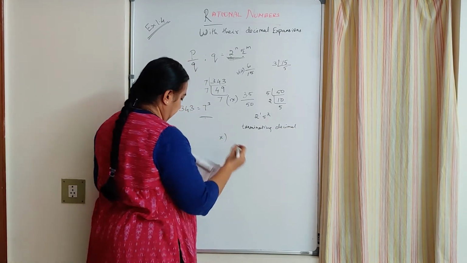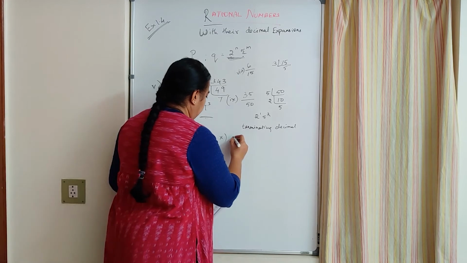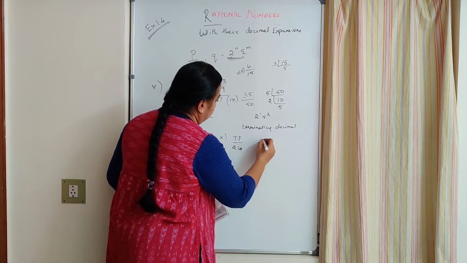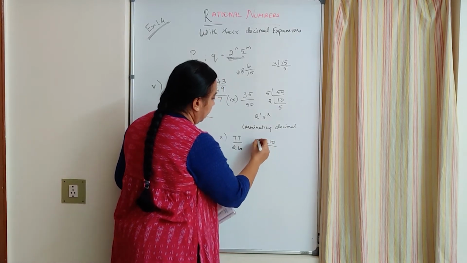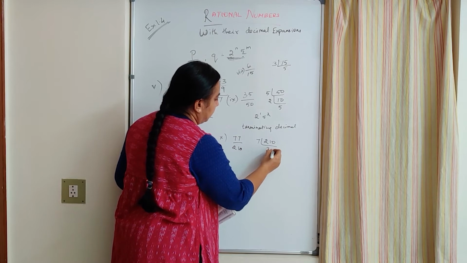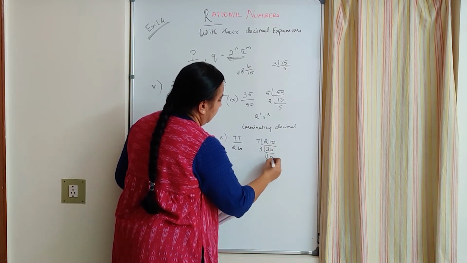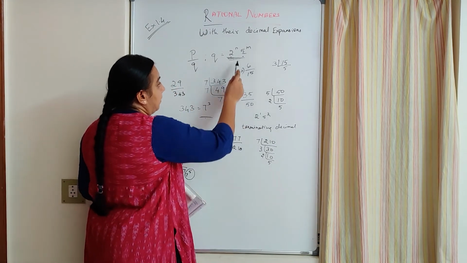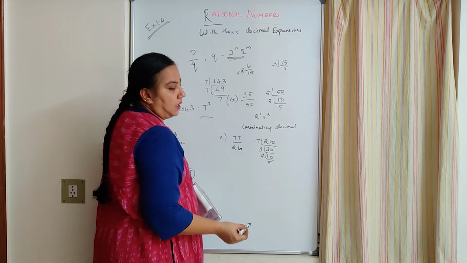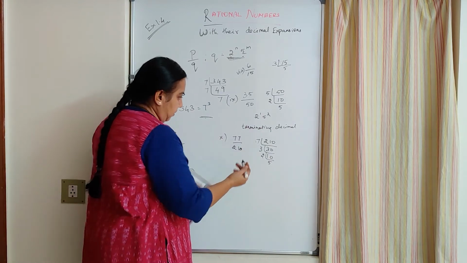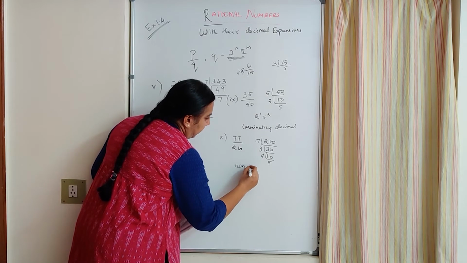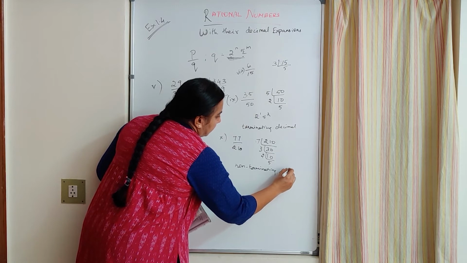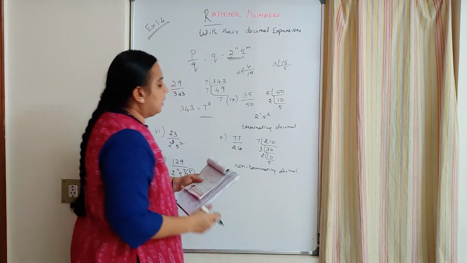And the next sum, 10th sum, 77 by 210. And when I am going to do prime factorization for 210, I will do with the 7 table first, 3 times, and 3, 10, 2 and 5. Even though I have a common number of 2 and 5, I have 7 also along with it. And for that reason, it is going to be a non-terminating decimal.